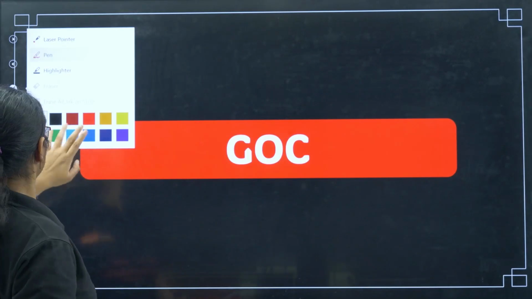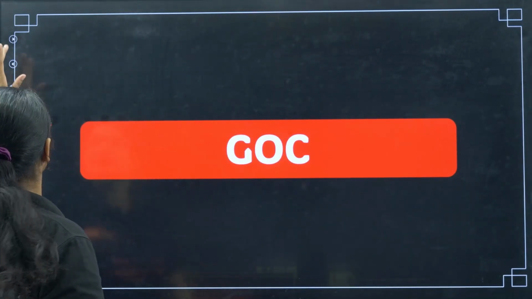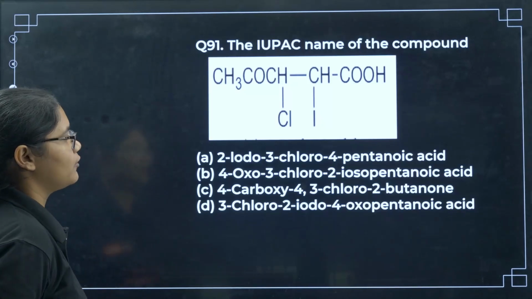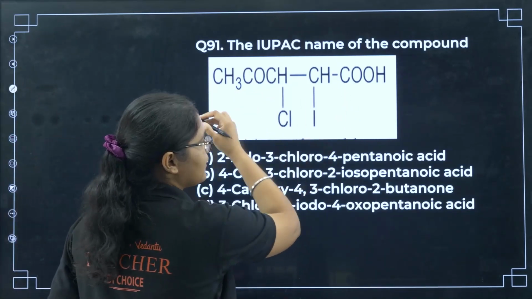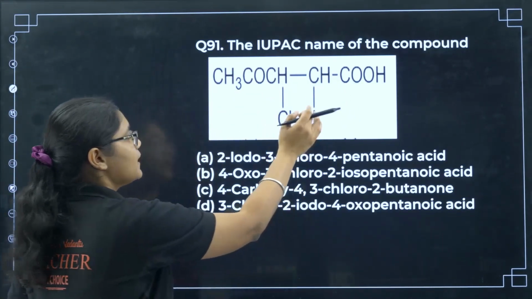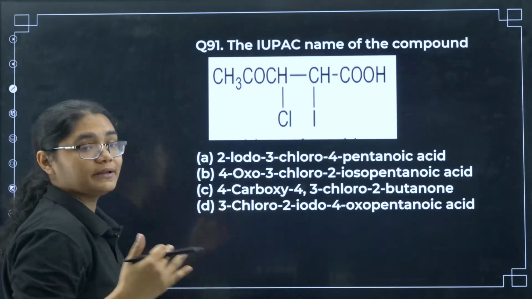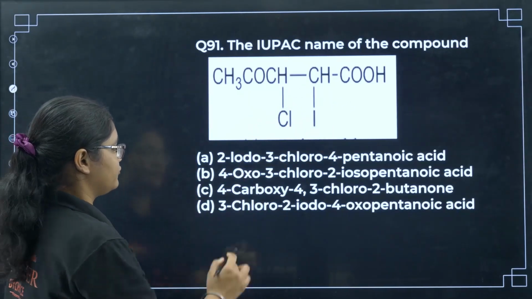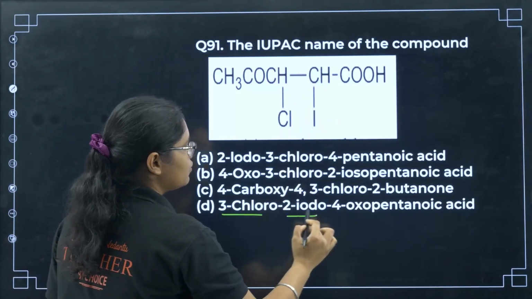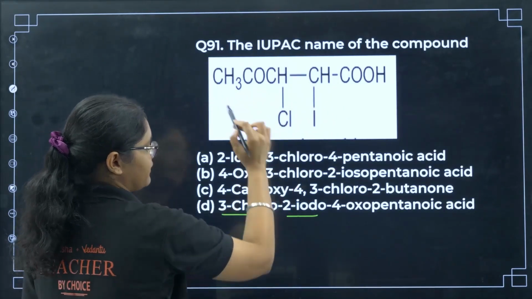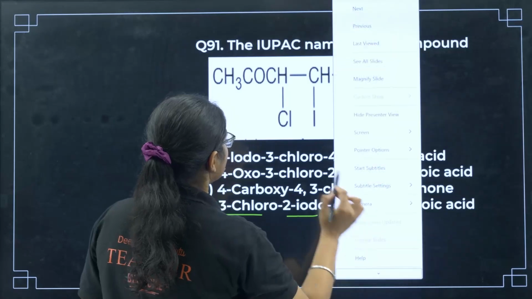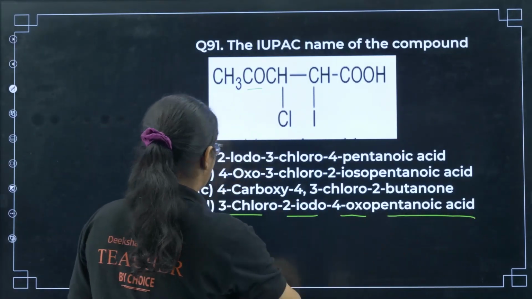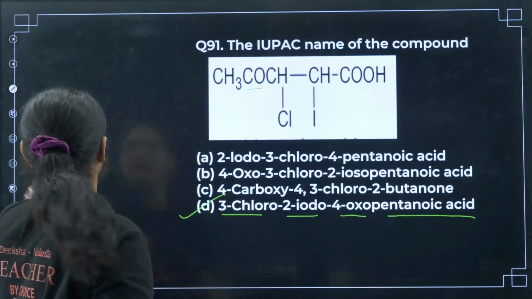Next we'll move to questions from general organic chemistry. The first question here is the IUPAC name of the given compound. Very easy, you can just start numbering from this side, and the substituents should be named in alphabetical order. So I have 3-chloro, and on the second one 2-iodo, 1, 2, 3, 4, 5, and 4-oxo, there is a CO group here, so 4-oxo pentanoic acid, that is option number D here.